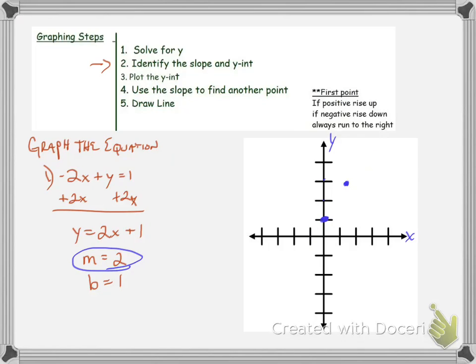Okay, I'm always going to ask you for 2 points, one to the right of the y-intercept, one to the left. So I put this one first, and now I'm going to rise down 2, but now in order to keep that line, I need to run to the left 1. And I put my point there. And now I can draw my line through those points.